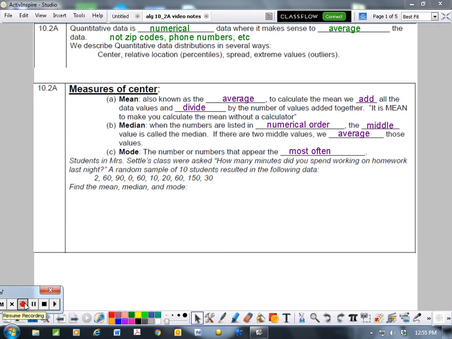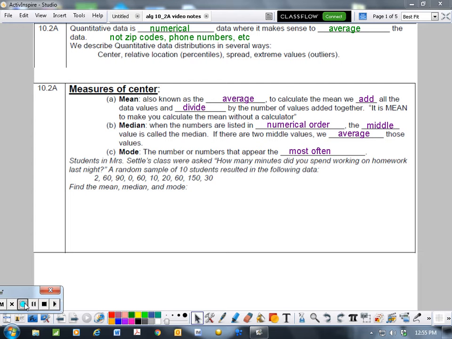Okay, now that we've worked with categorical data, we're going to go ahead and work with what we call quantitative data. So categorical data, we put them in categories. Sometimes the categories are numerically represented, but most of the time it's something like gender, so male, female, or favorite color, blue, green, something like that. This time we're going to do quantitative, so it's numerical, and this is numerical where it makes sense to average the data. So it does not make sense to average zip codes, it does not make sense to average phone numbers, but it does make sense to average age or weight or something like that.